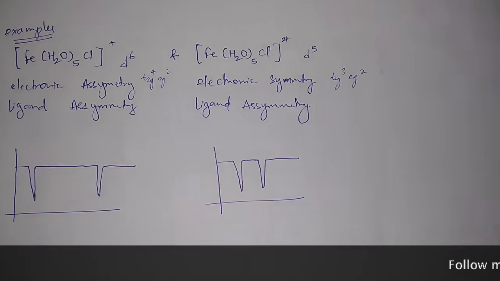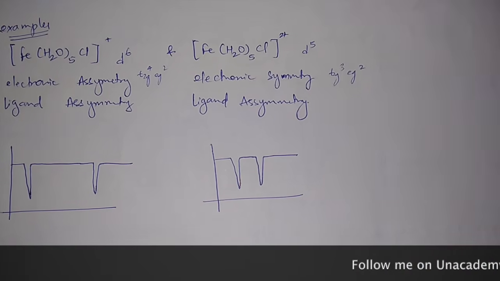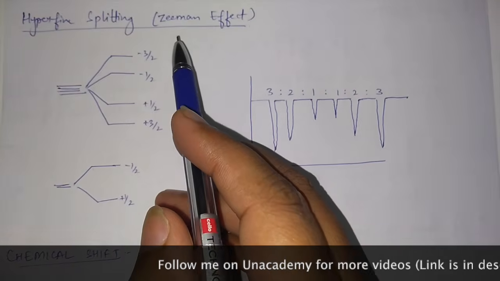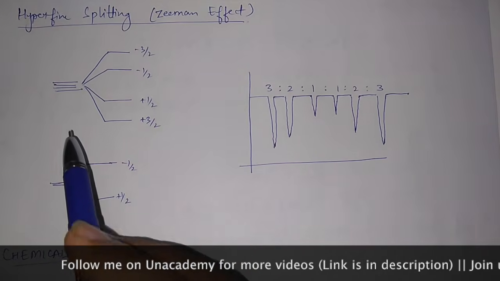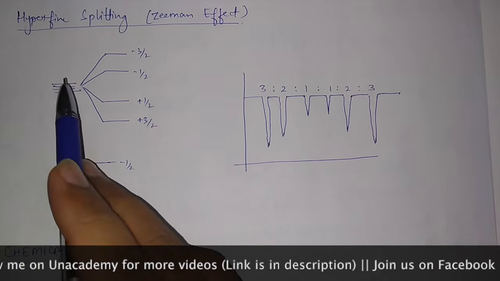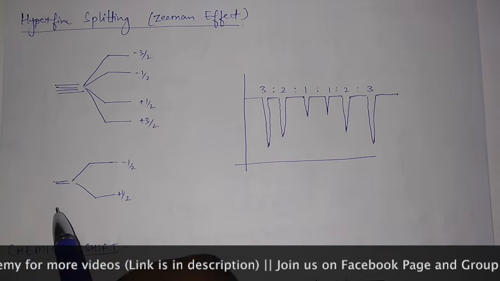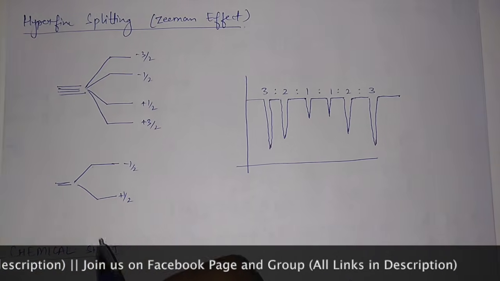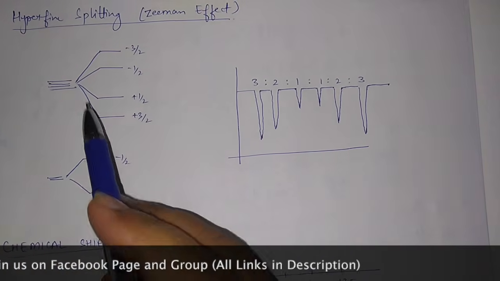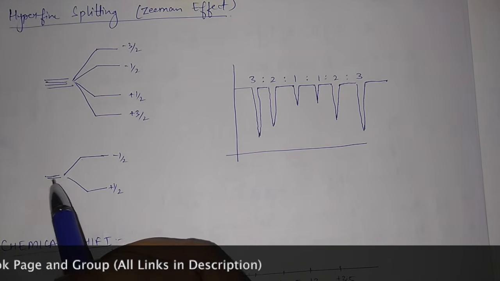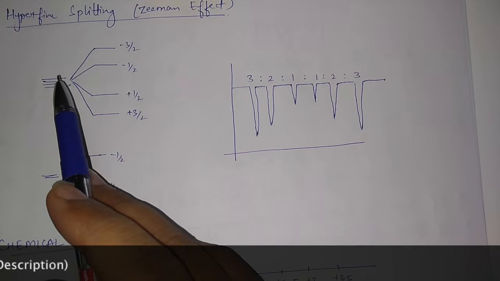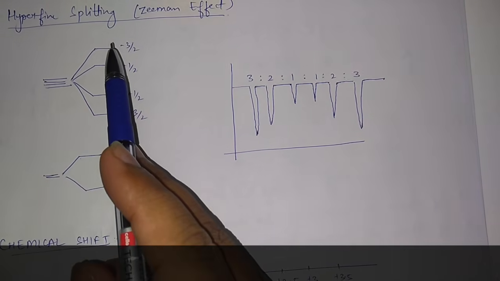Okay, so based on this there are certain more things to be discussed. The next one is called hyperfine splitting or Zeeman effect. Till now I was drawing these two lines and these four lines together, and showing that these all are degenerate. But what will happen if you apply an external magnetic field? In an external magnetic field, these two were degenerate till now, but they will also split into two, and these four also split into four different energy levels.